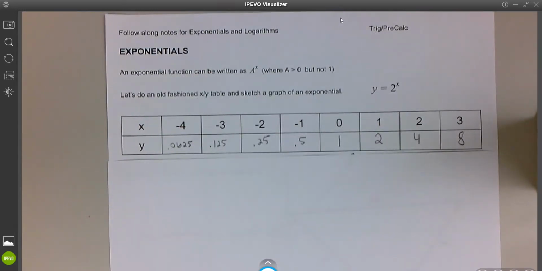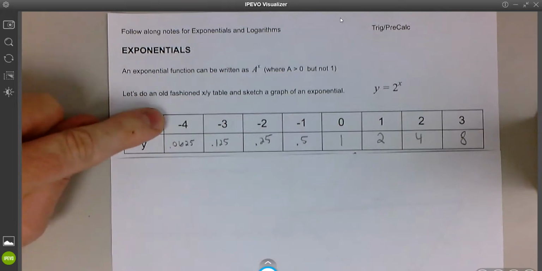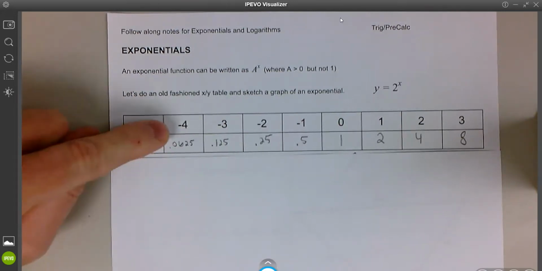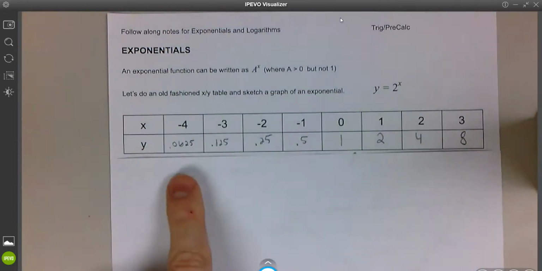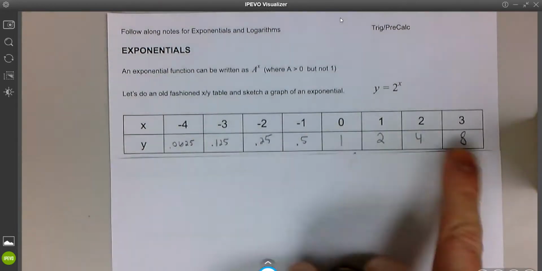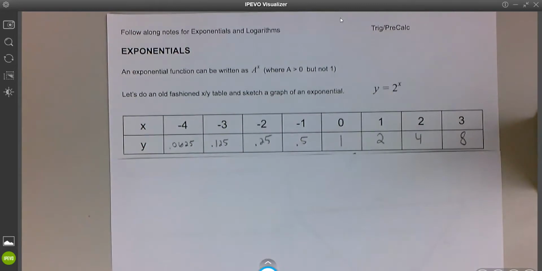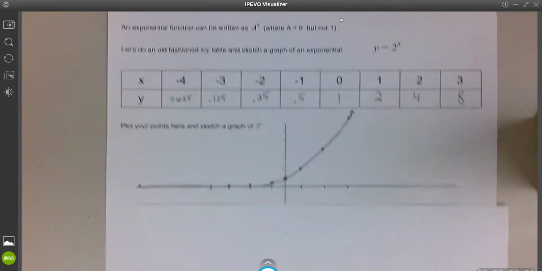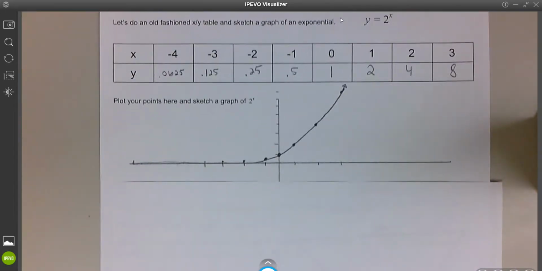Noticing here, when I sketch my little graph, my x values, I could pick any x value I want. I could go to negative 100, and I can go to positive 100. But my y values never get into the negatives. So I actually don't need quadrants 3 and 4. I just need quadrants 1 and 2. I plot my points, and we get a graph of this thing.